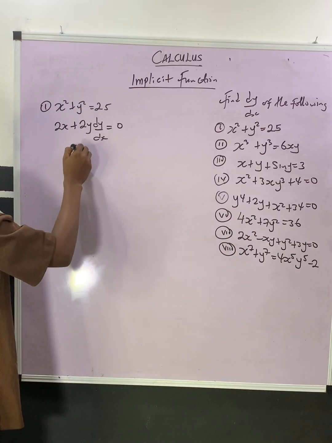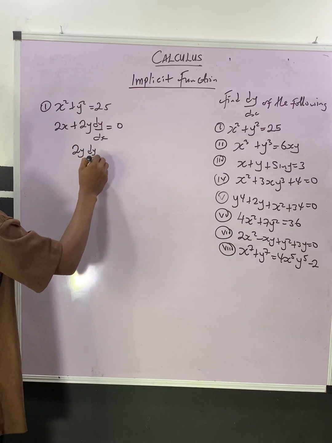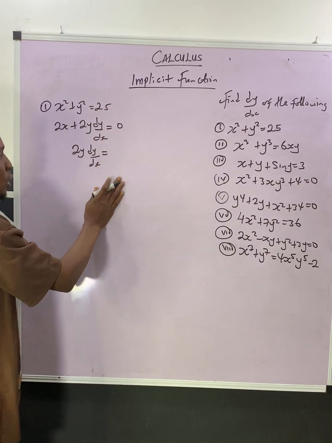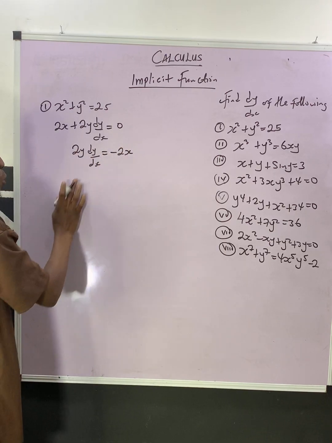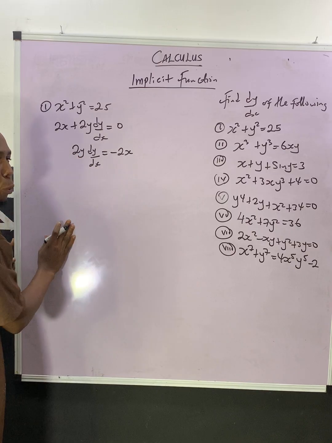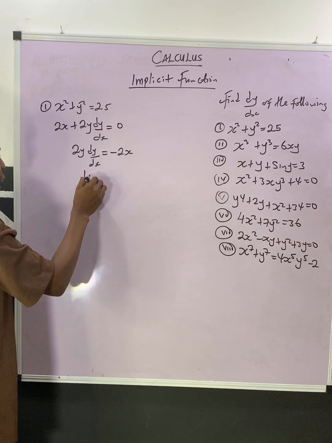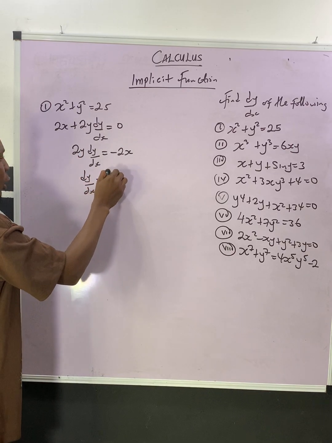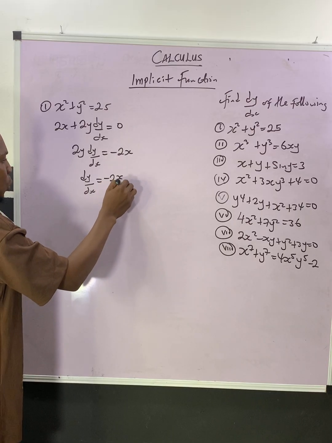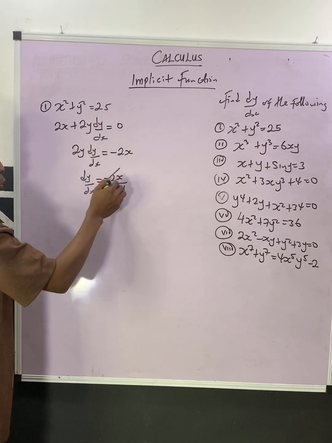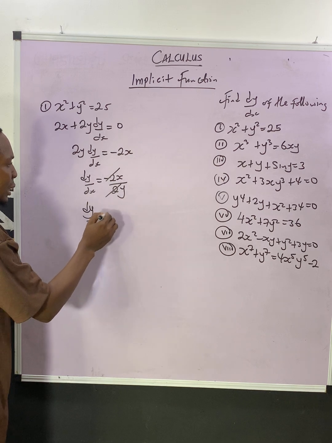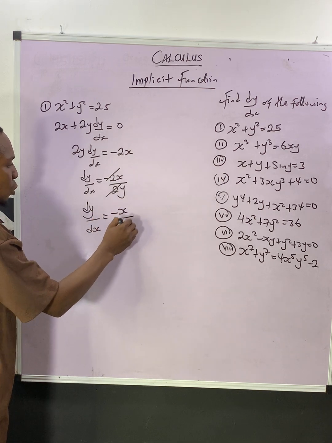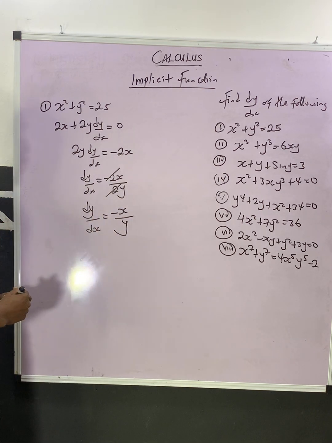So here we have 2y dy dx equals to, if this one is crossing over the equality sign, we have minus 2x. Now to get dy dx, you divide both sides by 2y. So our dy dx is going to be minus 2x all over 2y. What happened? 2 can cancel out 2. So our final answer, dy dx is equals to minus x over y. So that is for that.